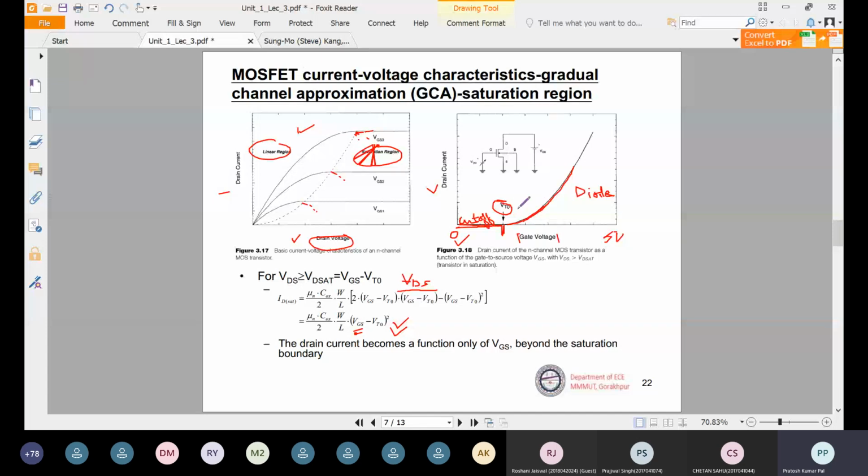So this is the variation of drain current with respect to gate voltage, and this is the variation with respect to drain to source voltage, or drain voltage.